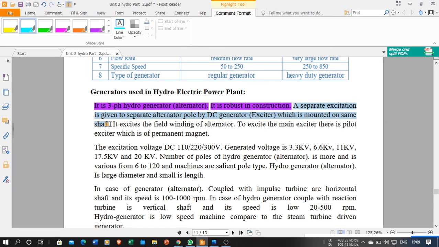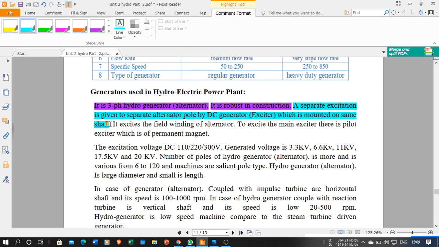Okay, but for large applications I cannot use a permanent magnet, as all of you know from Faraday's law of electromagnetic induction. So we know the principle of the generator: whenever the magnetic lines of force are cut by the conductor, EMF is induced in the conductor. So I need a magnetic field. And how do we produce this magnetic field?